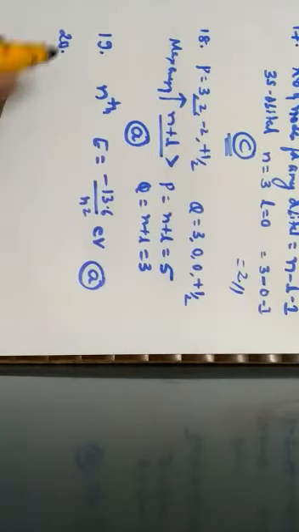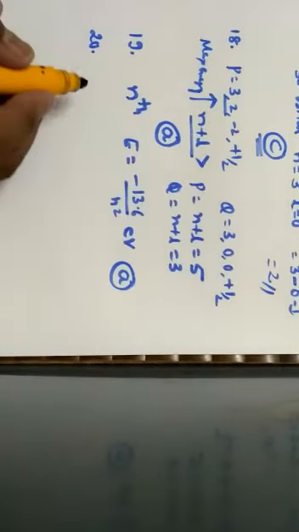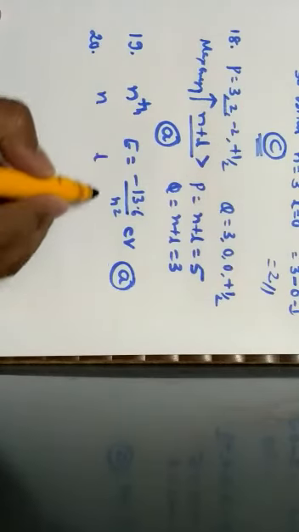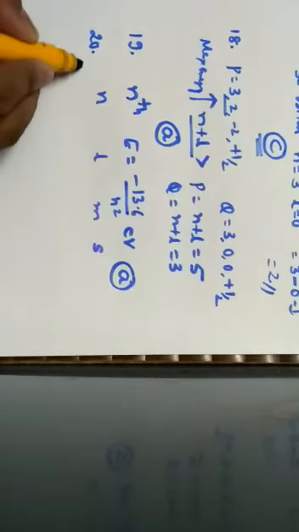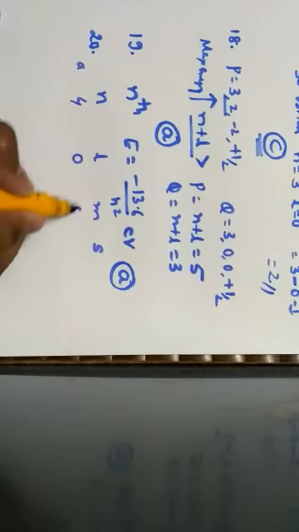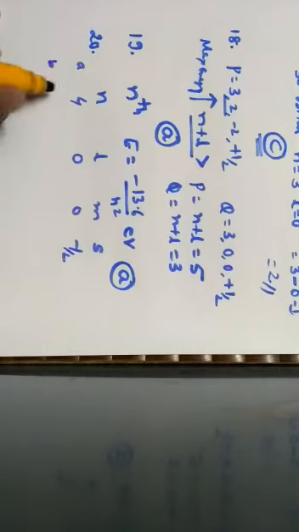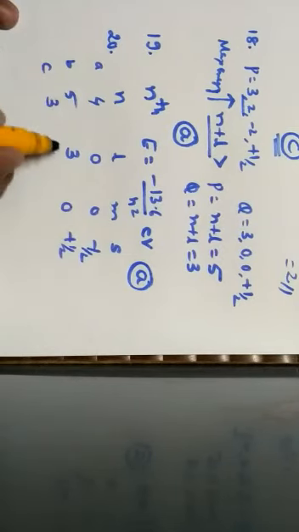Next one, question number 20. Here, consider the following sets of quantum numbers. Which of the below sets is not a permissible arrangement of electrons in an atom? Here they have given 4 different sets of quantum numbers, that is the values of n, l, m as well as s. The first option is 4, 0, 0 and minus half. The second option is 5, 3, 0 and plus half. The third option is 3, 2, minus 2 as well as minus half.